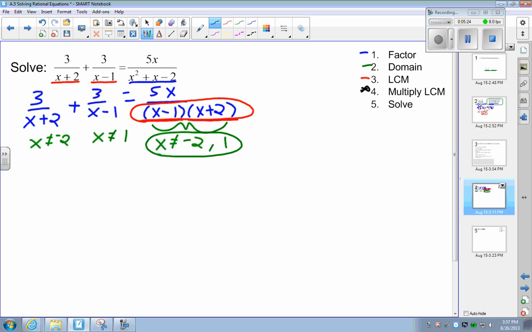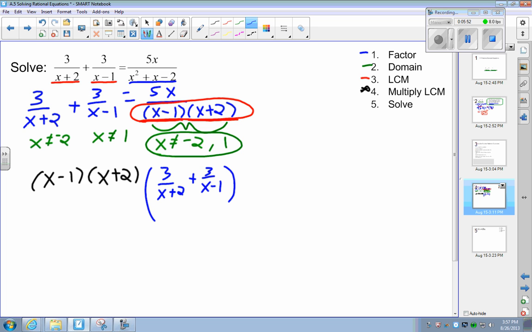All right, so we're going to have x minus 1 times x plus 2, and I'll multiply that all by 3 over x plus 2 plus 3 over x minus 1. And that's going to equal, and of course we multiply our LCM on both sides.